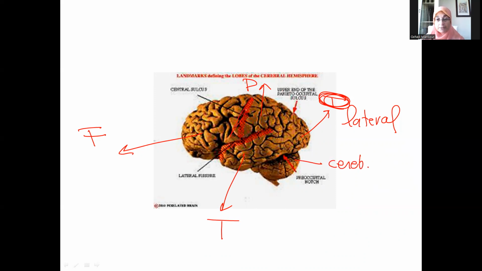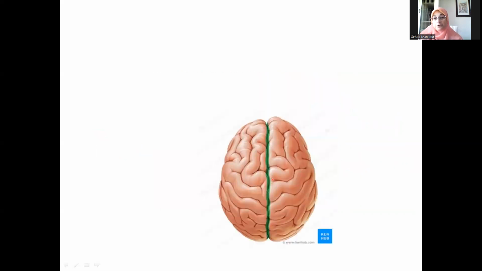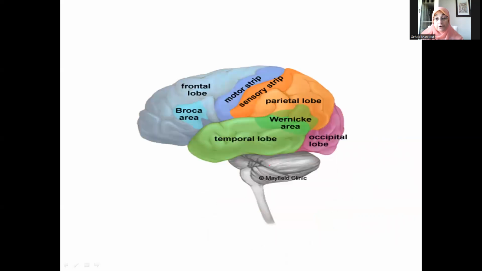Which sulcus is this? It is the central sulcus. What does it separate? It separates the frontal lobe in front of it, or anteriorly, from the parietal lobe posteriorly. What is this? It is the lateral sulcus. The lateral sulcus actually separates the frontal lobe from the temporal lobe and the parietal lobe from the temporal lobe. And here we have a small sulcus that separates the parietal lobe from the occipital lobe, and it is called the parieto-occipital sulcus, okay? Here, of course, you have, again, the longitudinal fissure.